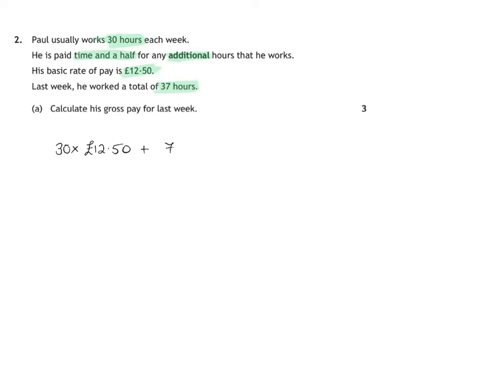So we need to work out what the time and a half pay would be. So if we half £12.50, so £12.50 divided by 2. 12 divided by 2 is 6. 5 divided by 2 is 2, remainder 1. 10 is 5. So it's going to be 7 times, and we're going to have to add together the £12.50 and the £6.25, which gives us £18.75. So the pay is 30 hours where he's getting paid £12.50, and then an extra 7 on top of that where he's getting paid £18.75.